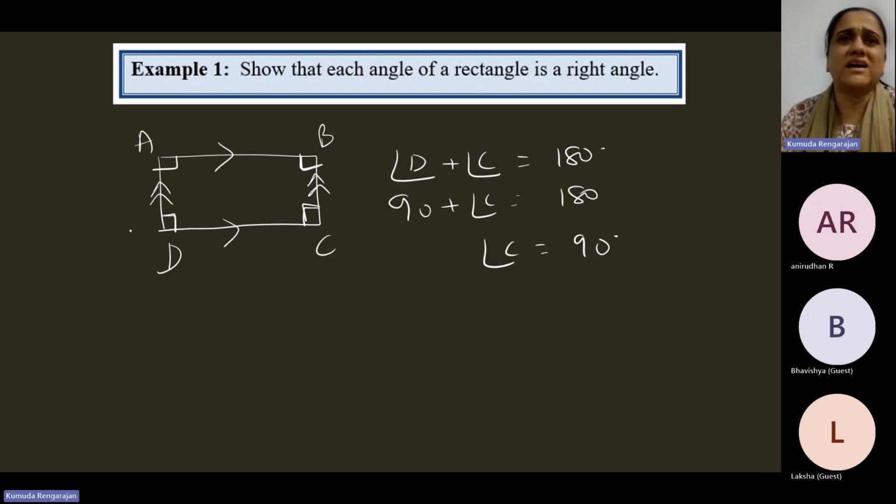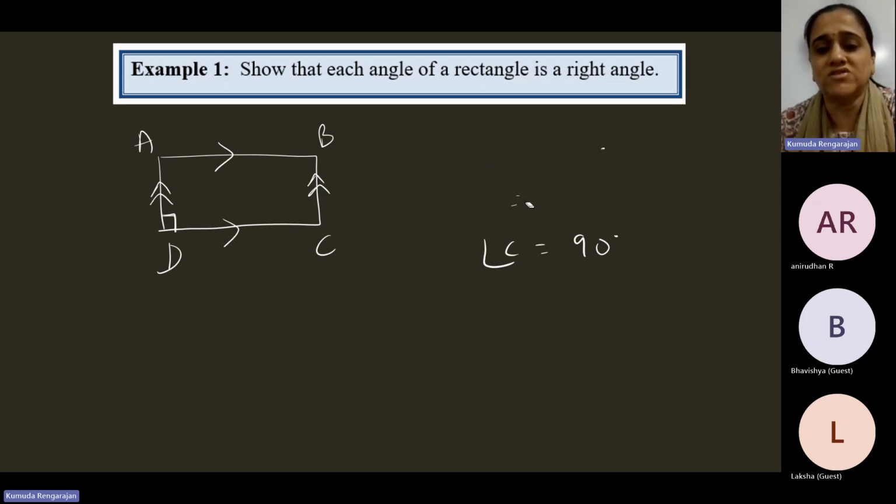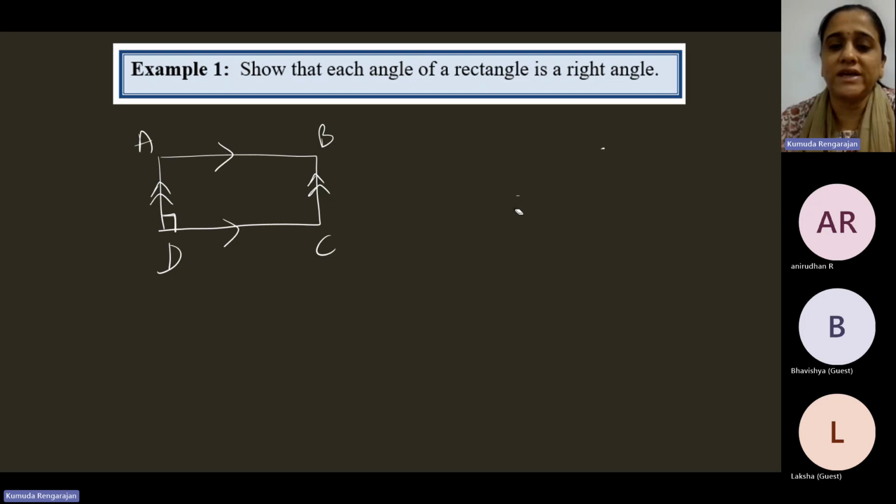You can use adjacent angles itself everywhere also. So see, any property, whichever makes your job easy or whichever takes less time. See, you can just use the property of adjacent angle itself. Angle D plus C is equal to 180.